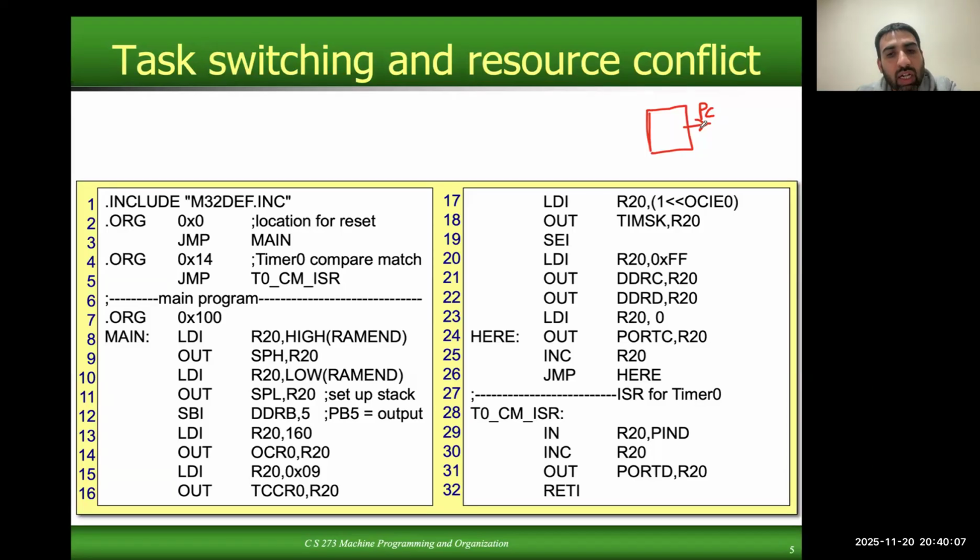But at the same time, we are also enabling the output compare interrupt of timer 0. And what we want to do is that when the output compare interrupt rises for timer 0, we also want to send a value on port D in an incrementing fashion, which means we want to display a value on every interrupt. We want to display on port D the value 0, next time 1, on the next interrupt 2, and on the next interrupt 3, and so on.